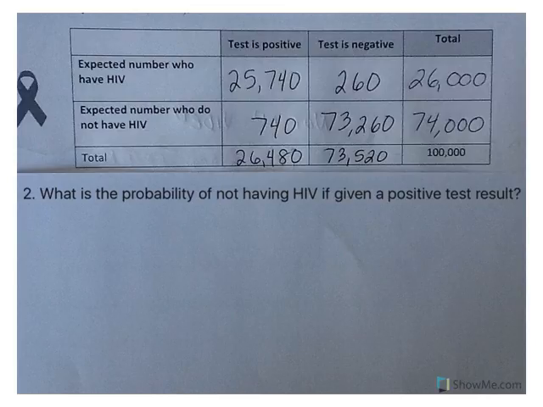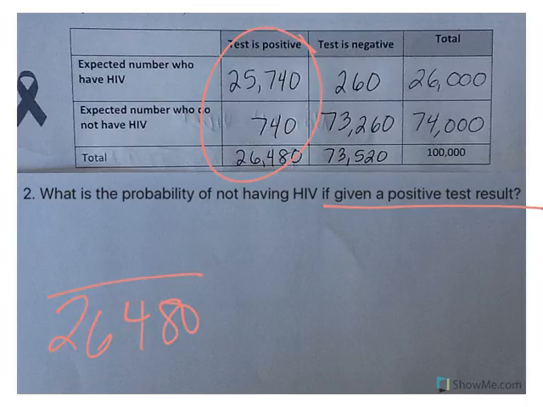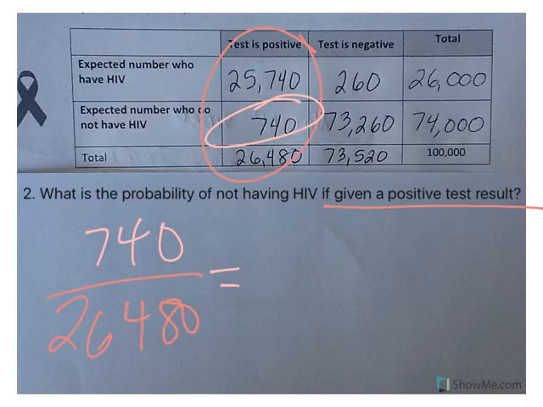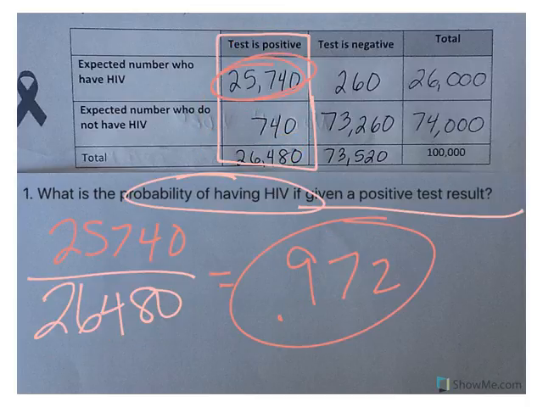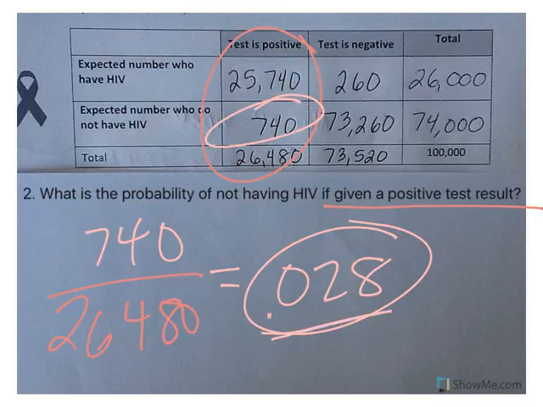Okay, let's go to number 2. If given a positive test result, so again, my denominator is 26,480, probability of not having it. Well, that's only 740 for an answer of 0.028. And you can see here, positive test result having it, positive test result not having it, these are complements, right? So you only have a 2.8% chance of not having HIV if you're told that, yes, you do have it.